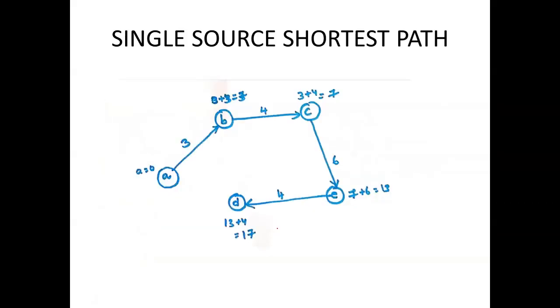And the same thing you can draw like this. From A, initially the value is 0, and the weight 3 is added, now it gets 3. And after that, the weight is updated, and 3 plus 4 is 7. And then it is 13 and then it is 17. So this is the shortest path solution.